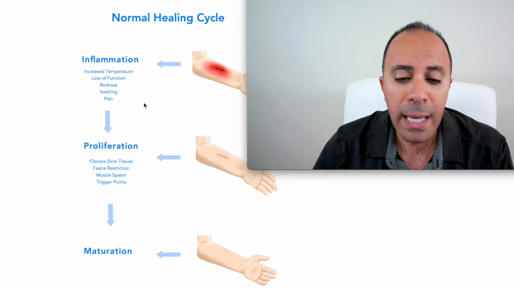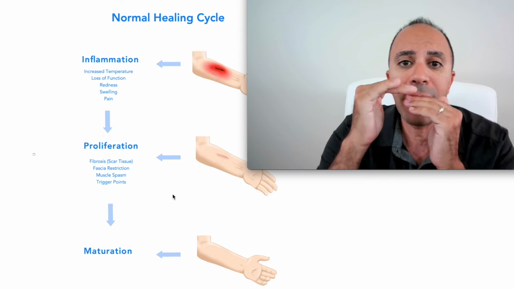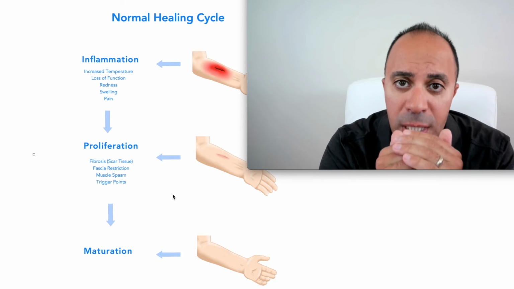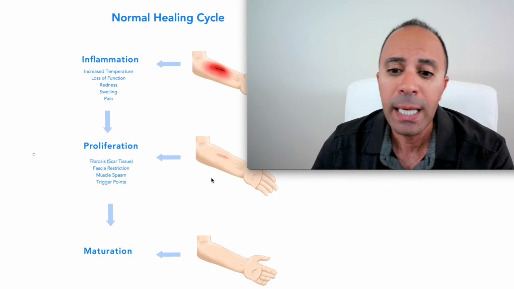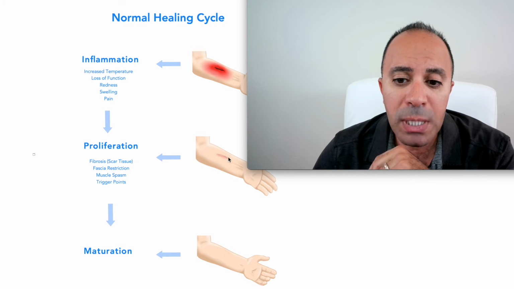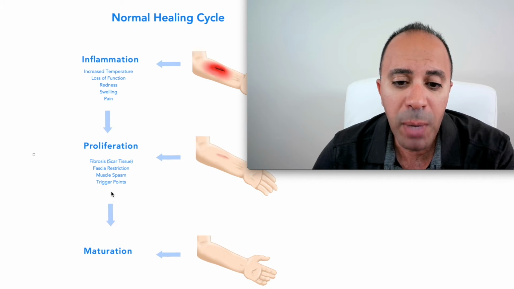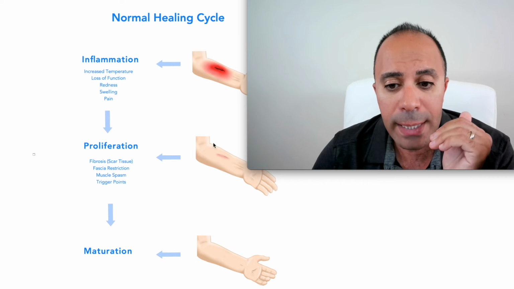The other thing that is overlooked is the second stage of healing, because your body has to go through the proliferation stage in order to heal. And as you can see here, your body starts to build scar tissue, which is called fibrosis. Also, during this stage, you start to have muscle spasms and trigger points.